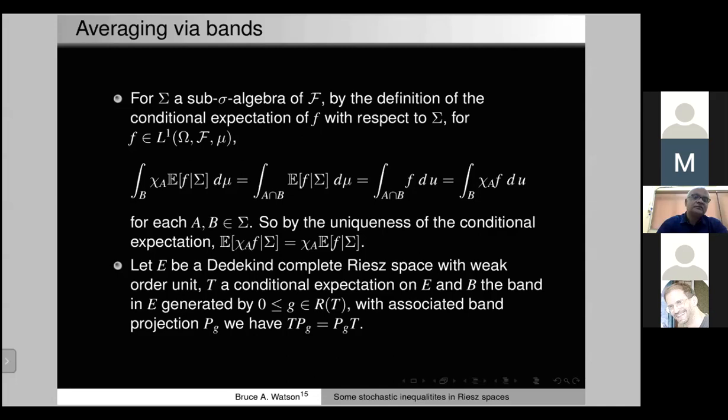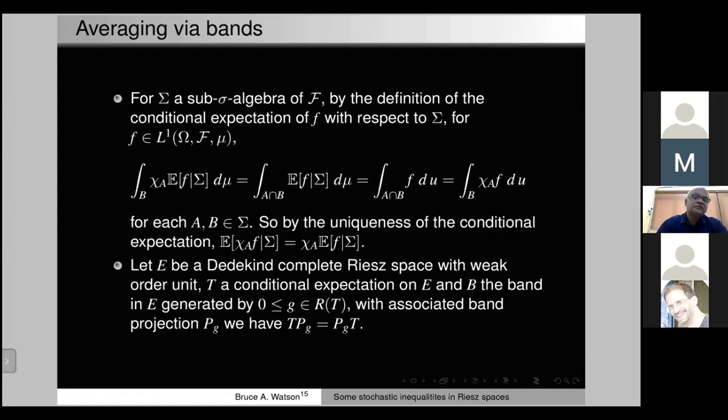Now, A intersection B is in the sub-sigma algebra, and so applying the definition of a conditional expectation, you can get that that is the integral of f over A intersection B, which can now be rewritten as the integral over B of the characteristic function of A times f. So that gives us the first step of an averaging property. That says that you can pull characteristic functions of sets from your sub-sigma algebra through your conditional expectation operator.